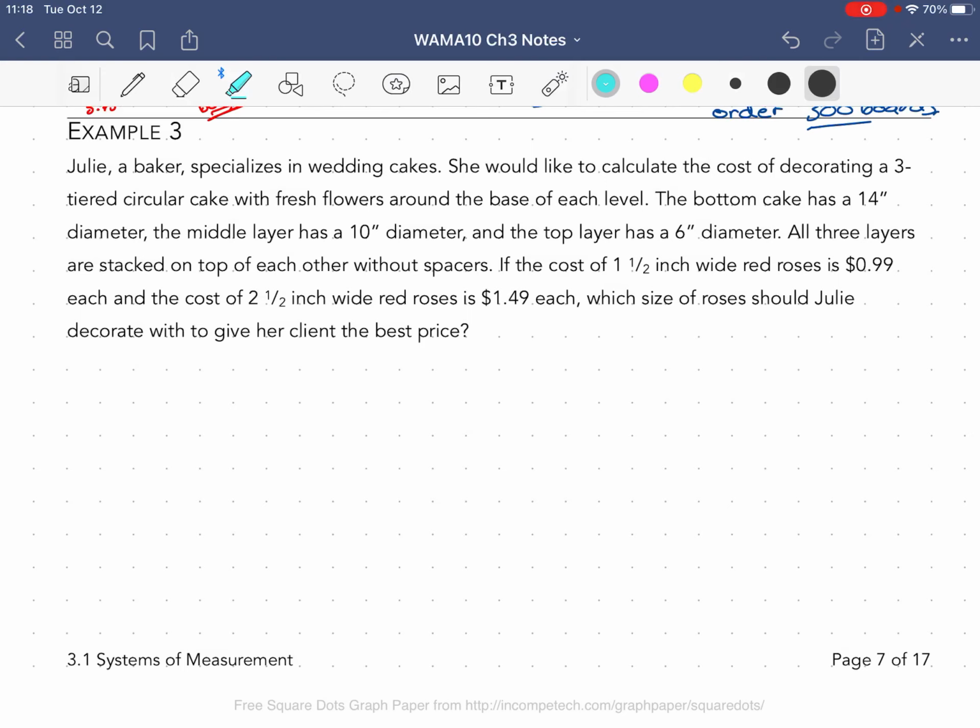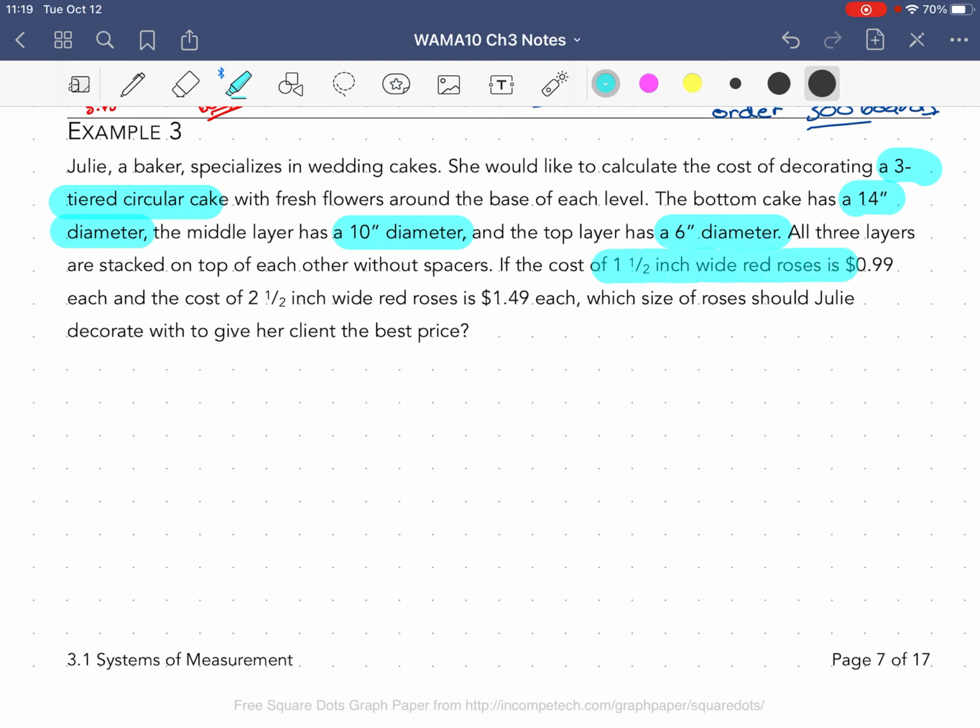Let's take a look at example number 3. Julie, a baker specialized in wedding cakes, would like to calculate the cost of decorating a three-tiered circular cake with fresh flowers around the base of each level. The bottom cake has a 14-inch diameter, the middle layer has a 10-inch diameter, and the top layer has a 6-inch diameter. All three layers are stacked on top of each other without spacers.